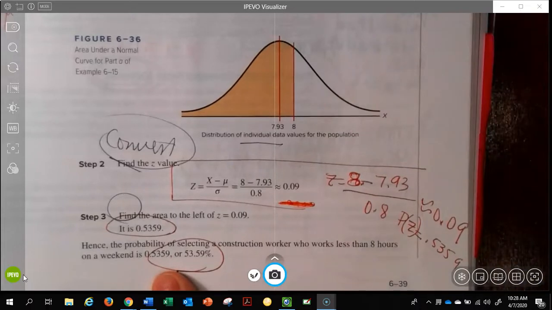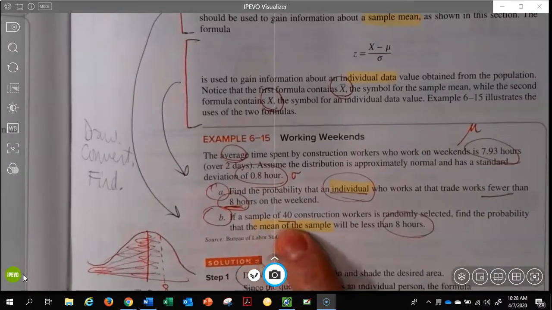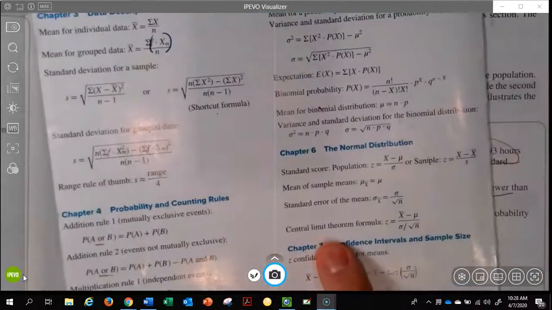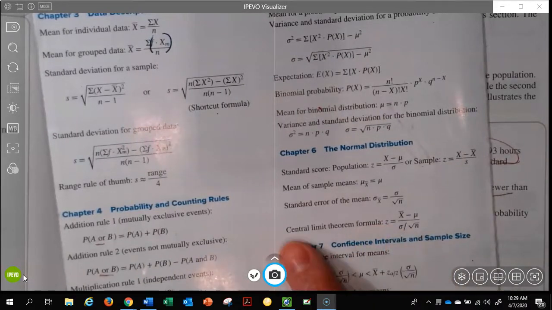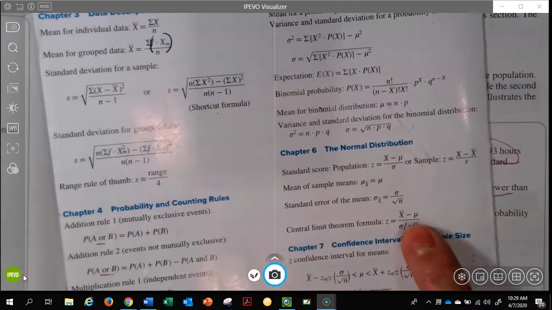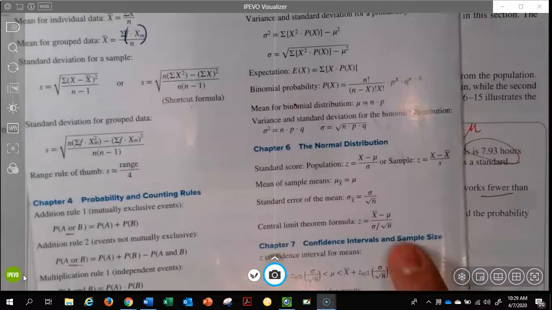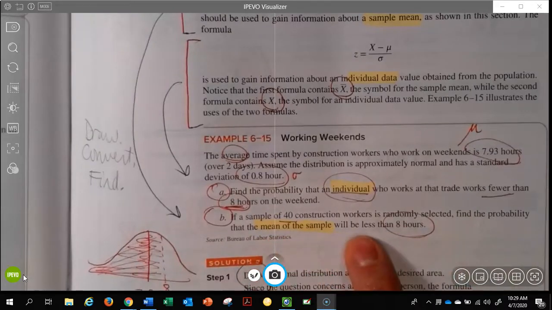I finished part A. I now need to go to part B. Part B says, so if a sample, let the alarms go off again. If it is a sample, that means I'm going to use the Z formula for the central limit theorem, and that's where I'm going to add in my sample size in the denominator. So if a sample size of 40, 40 is going to go right there in my square root, is randomly selected, find the probability that the mean of the sample will be less than 8 hours.